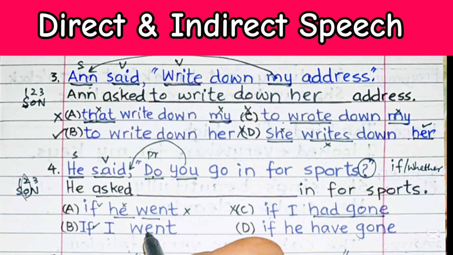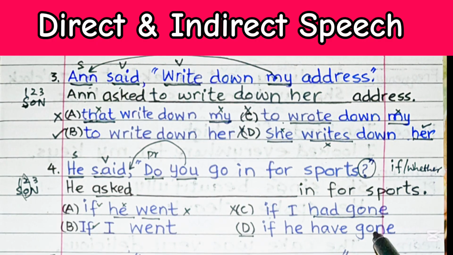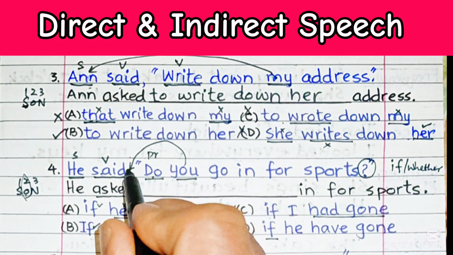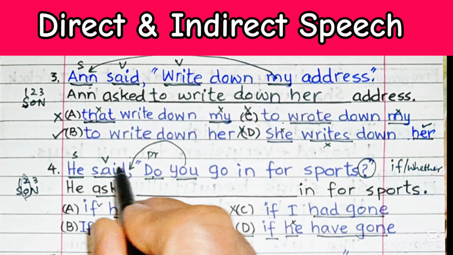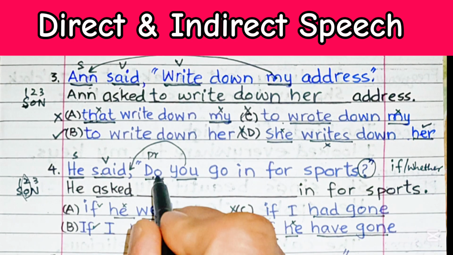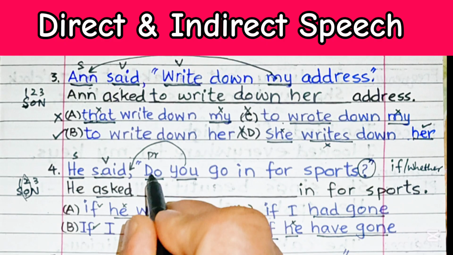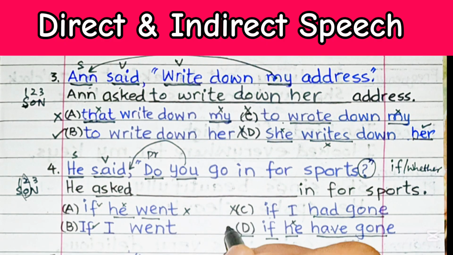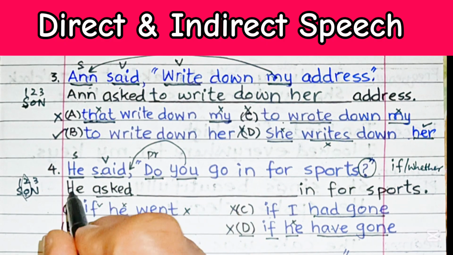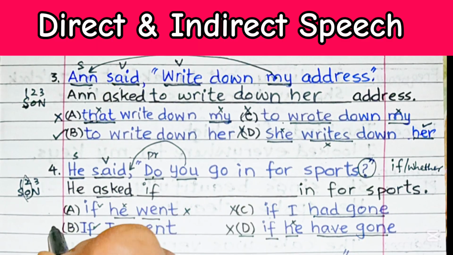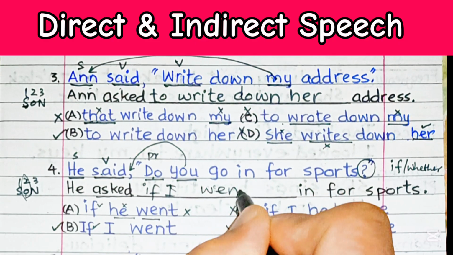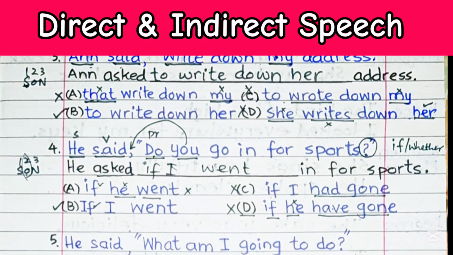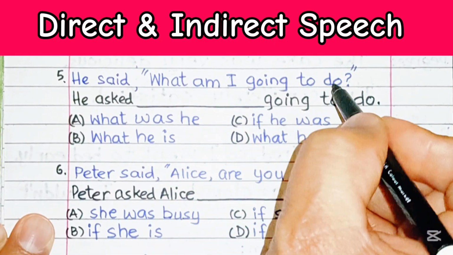This looks good, but if we check this one, he asked if he have gone. This is for a question. There is no he over here, the object is not to be changed, so this is incorrect. Have gone is having past tense, and over here this is present, so it is to be converted into past, and this is having present tense, so this is also a wrong option. So the right option will be he asked if I went in for sports.